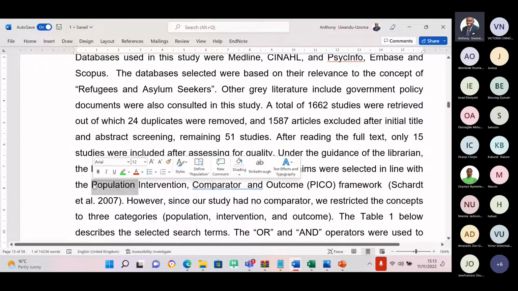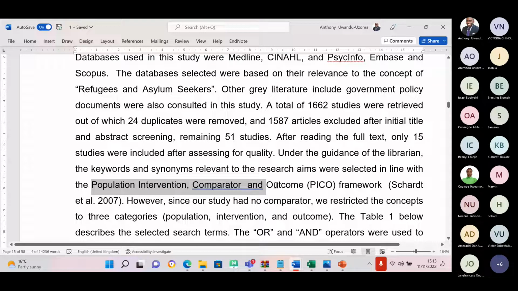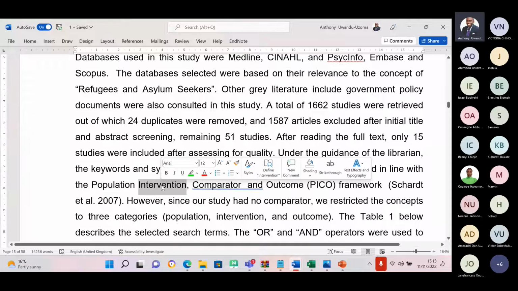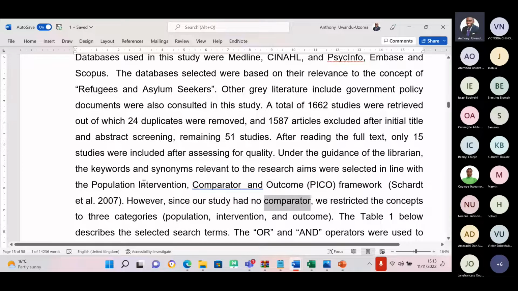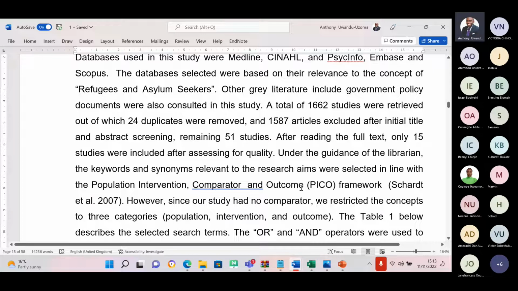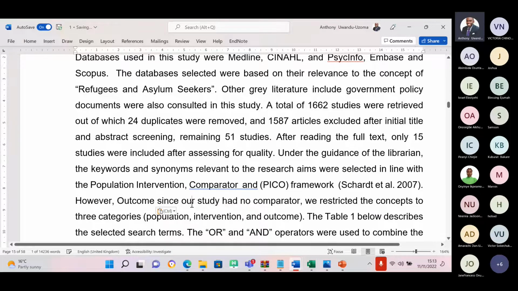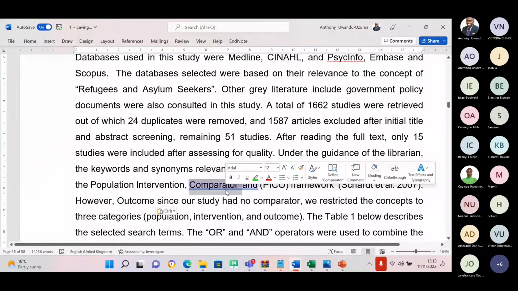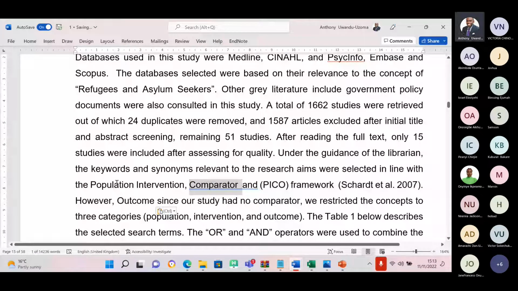So here I was using population, intervention. That's the PICO framework. But in my study I didn't have any comparator. So PICO framework means population, intervention, comparator, and outcome. So you can read it up. Okay. But in my study I didn't have any comparator group, so I only used population.